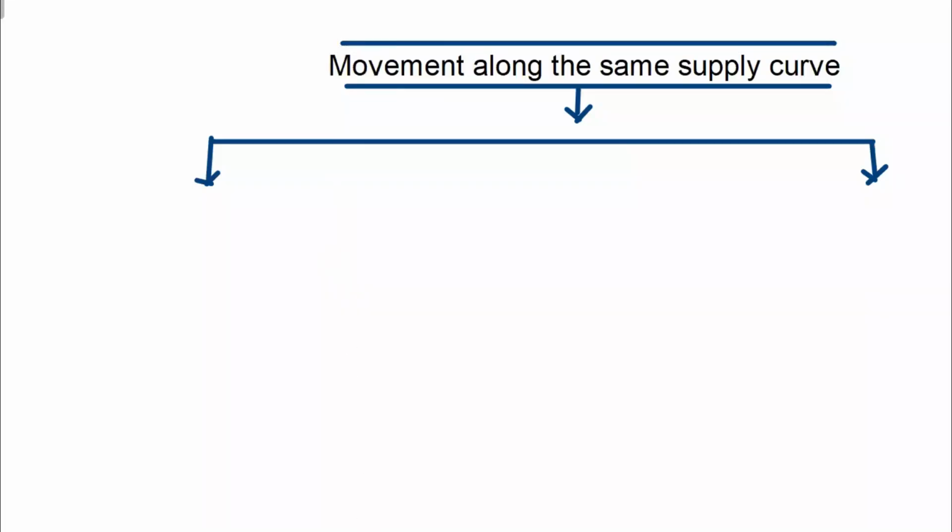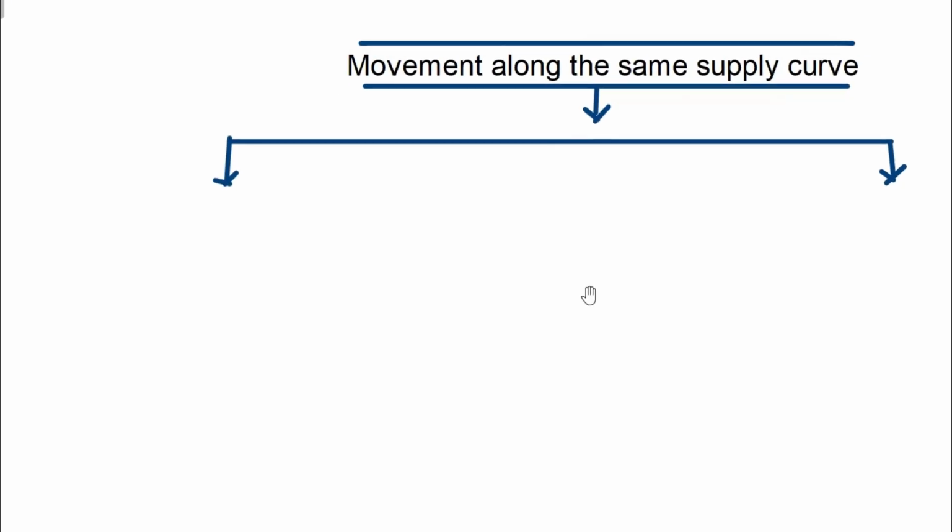Okay, so the topic for today's lesson is movement along the same supply curve, and the second topic is shift in supply curve, right? So we will look into these two topics. Movement along the same supply curve is caused by the change in price. There is only one reason for movement along the same supply curve, which is known as extension and contraction in supply, or it is caused by only change in price.